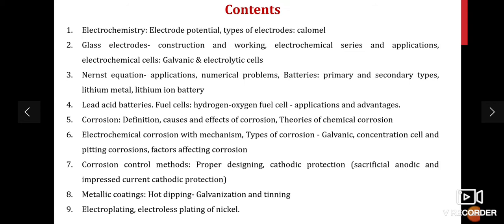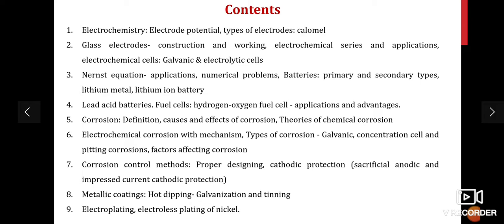So these are the contents in unit 3, that is electrochemistry and corrosion, and this unit divides into two parts. The first part will explain the electrochemistry concepts, and the second part will explain the corrosion of metals and prevention of corrosion by different techniques.